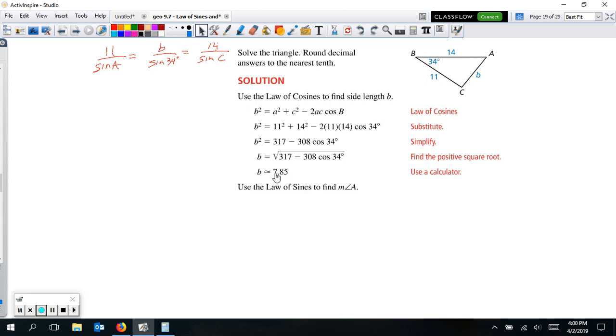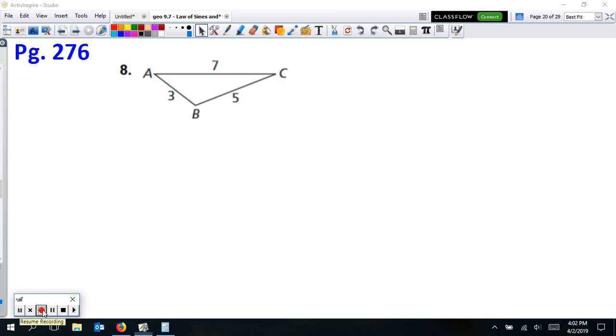We can use the law of sines then at that point. Once we know what one of them is, we can go back to the law of sines, because if this is now 7.85 right here, I can take these 2 and find the measure of angle A using the law of sines again. So I really only need to use this law of cosines once before I can go back to using my law of sines to figure out the rest of them.